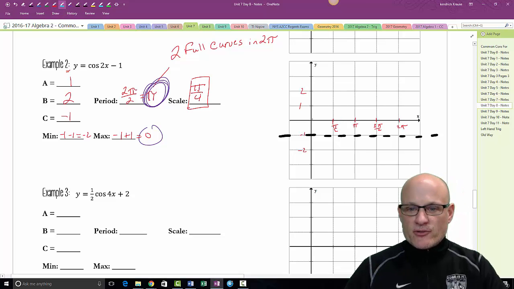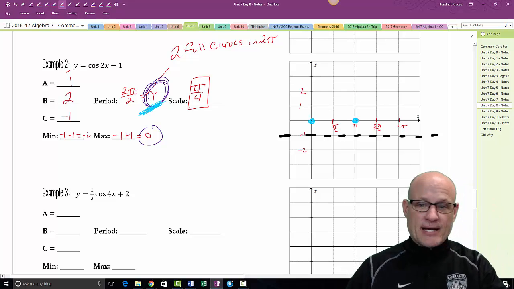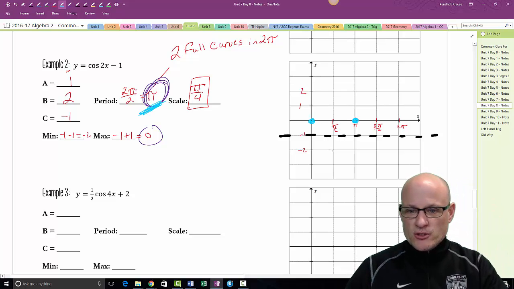We'll start at a max. We're going to end at a max. Now, why am I ending at a max there? Because I need to finish one full curve in pi. So in between those is going to be a min. And in between those are going to be our zeros. Well, notice that's at pi over 4, an important point. Every pi over 4, we're going to get an important point.